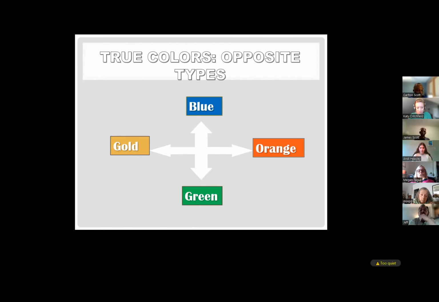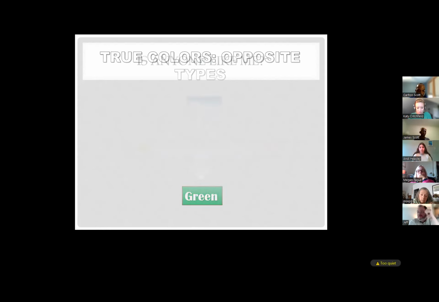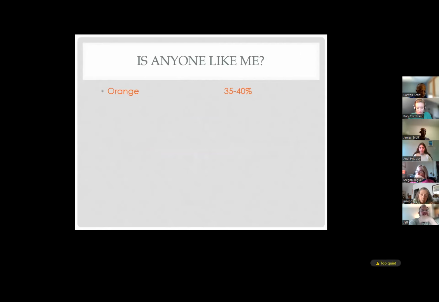So the next slide is going to talk about what percentage of the population is actually these colors. So we have oranges who make up 35 to 40% of the US population. Gold, of the world actually. Gold, 35 to 40%. Green, 12 to 15%. Blues, 12 to 15%. And within those categories, in greens, men are typically 70% green, females 30%. Blues, that number is flipped there.